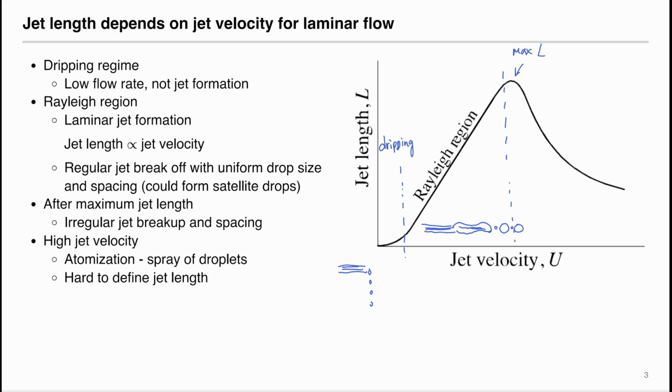And at a higher jet velocity, there will be atomization, where the laminar liquid coming out of the orifice just produces a spray of droplets instead of having a discernible jet or breakup. It's just all droplets, so it will be hard to define the jet length in that case.